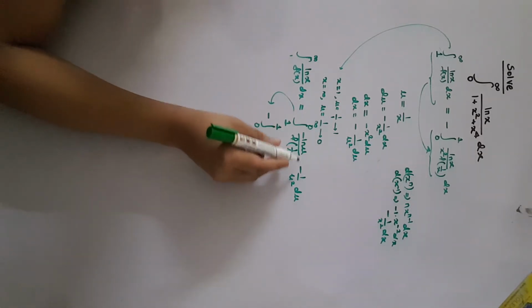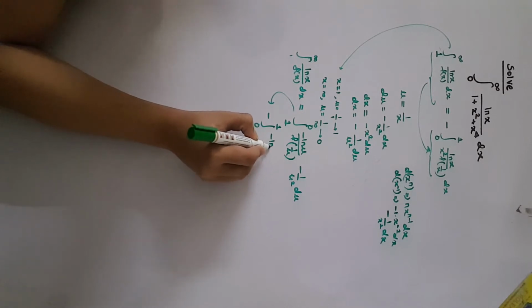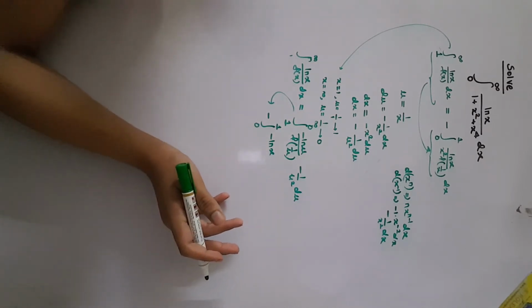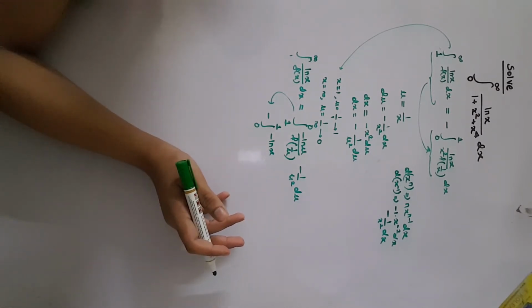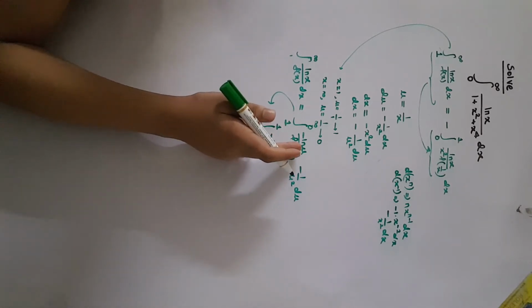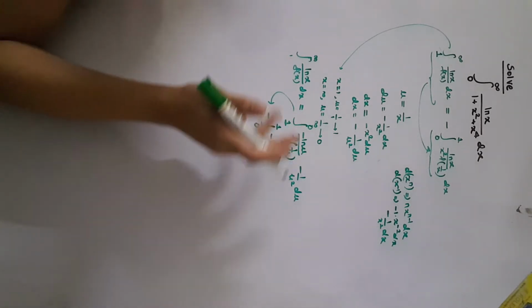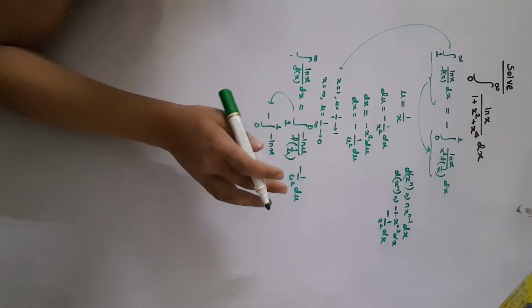So we can now write x again, so it will be natural log of x. It is a property of the definite integral that the variable which we are using in it is independent. So we can write u as any variable. So we are using x again in order to make things clear.